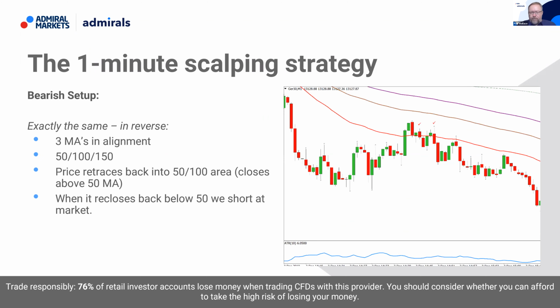So for a short trade, it's just the same but flipped in reverse. You need the 3 moving averages in alignment: the 50, the 100, 150. Price has to retrace back in towards that area. It needs to close at least above the 50 period moving average. And in this example here, it closes above the 50, closes above 50, and then, bosh, I think it's there.